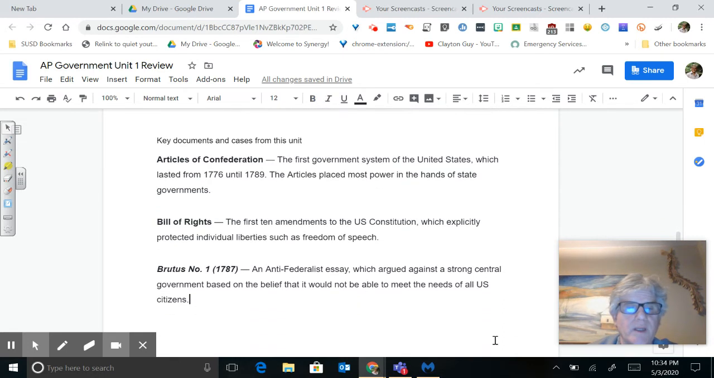Brutus number 1 is a foundational document. It's an anti-federalist essay which argued against a strong central government based on the belief that it would not be able to meet the needs of all U.S. citizens. It argued against ratifying the United States Constitution.